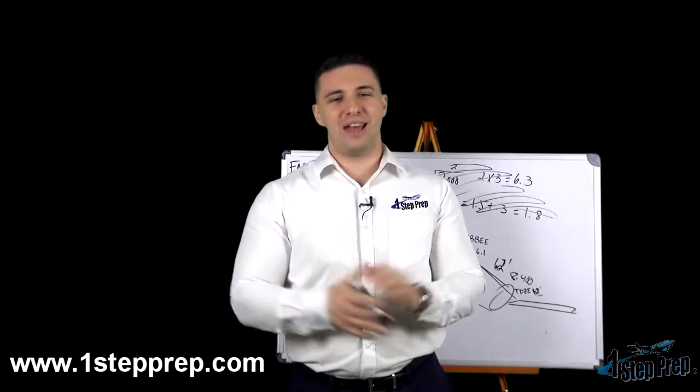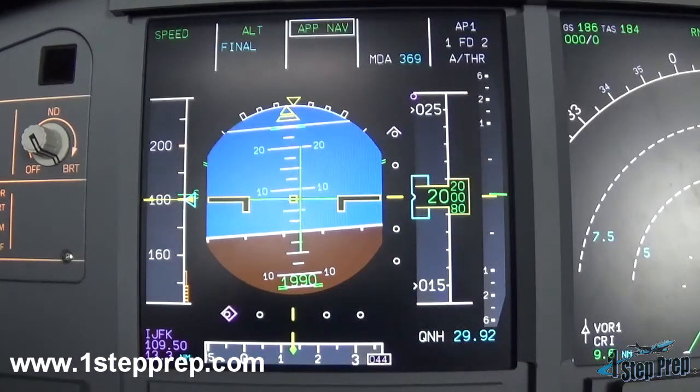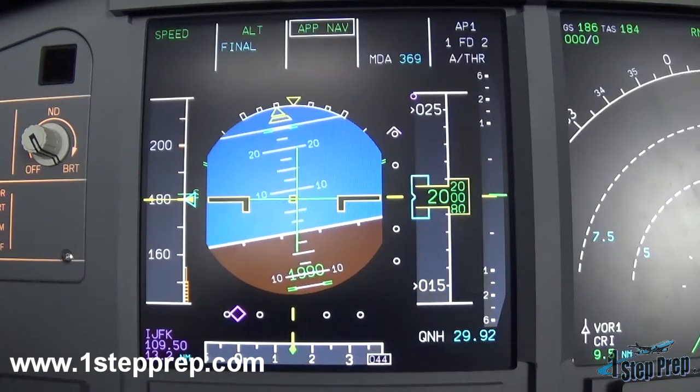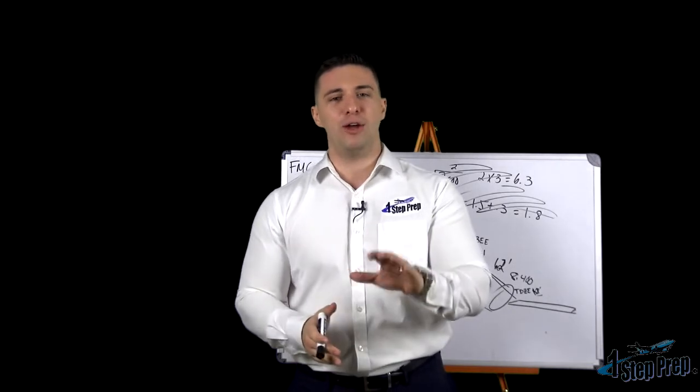Once app nav is captured, you should certainly be seeing final blue. And remember, anything blue in the FMA tells you that it's an armed mode, right? So blue would be an armed mode. You should see final blue.